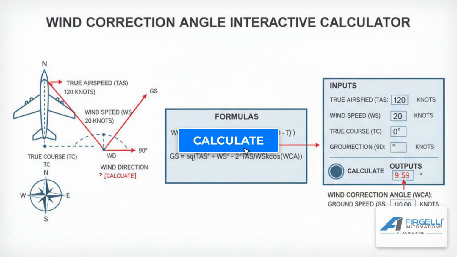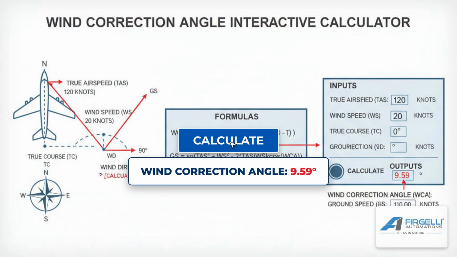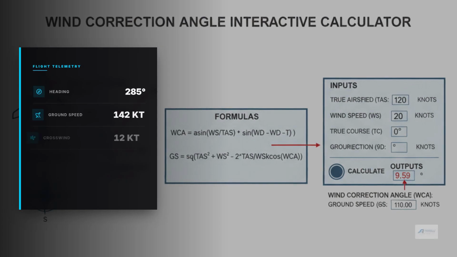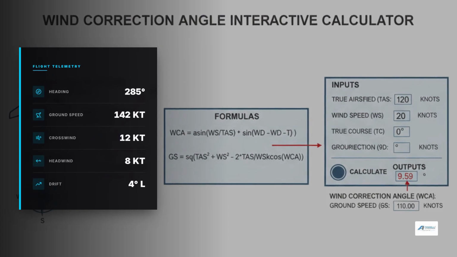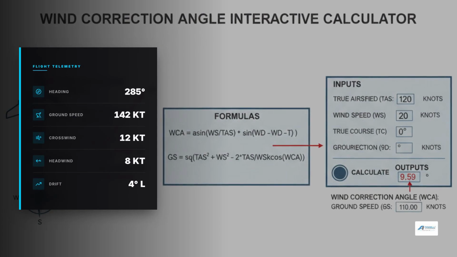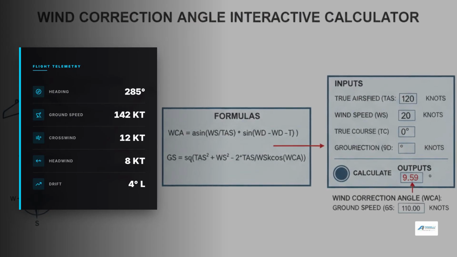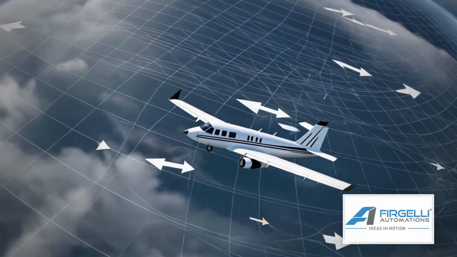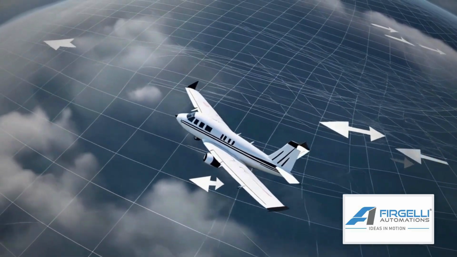After clicking Calculate, the Results section displays your computed wind correction angle, showing how many degrees you need to adjust your heading to maintain your desired course. The calculator also provides the resulting heading, ground speed, crosswind component, headwind component, and drift calculations. These values help pilots and navigators make precise course corrections to reach their destination accurately despite wind interference.